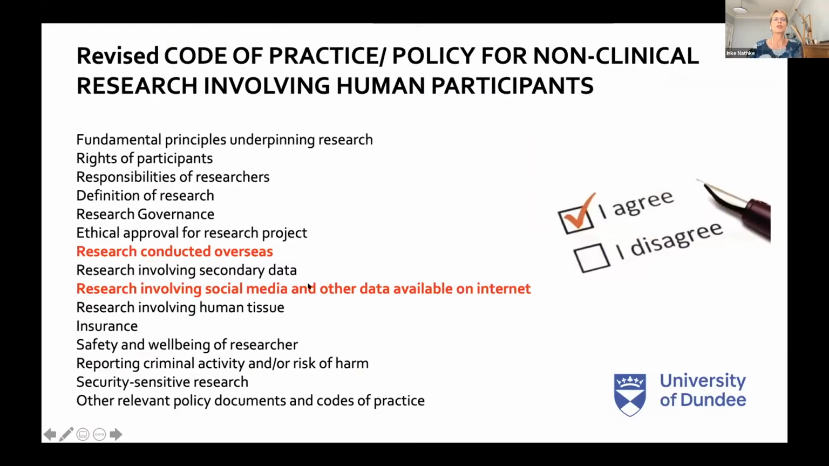And I wanted to just highlight a couple of areas that we have been trying to revise in our code of practice more recently. And that pertains to research that might be conducted overseas. And again, Margaret already very helpfully alluded to some of this, and also research involving social media. And these are things we've more recently included in our guidance.